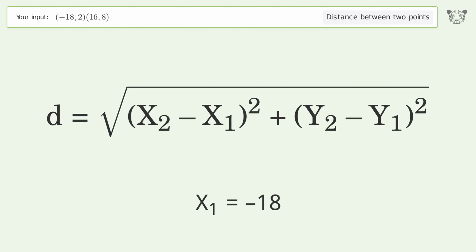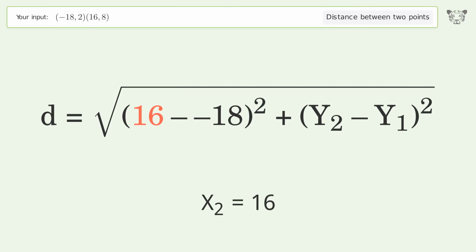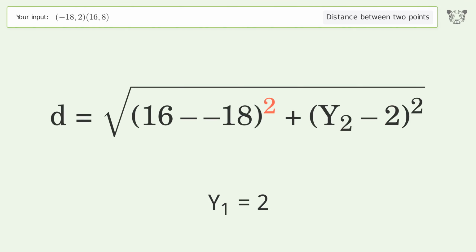x1 equals -18. x2 equals 16. y1 equals 2. y2 equals 8.